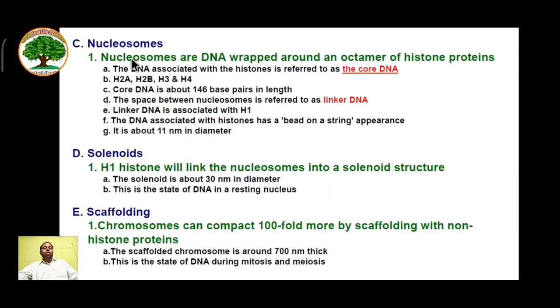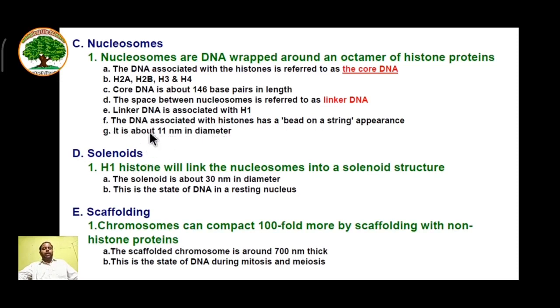This histone protein core octamer forms the nucleosome. The DNA is wrapped around this octamer of histone proteins. The DNA associated with it is referred to as core DNA. H2A, H2B, H3 and H4, these are the 4 histone proteins that are present in dimeric form, and they form the octamer. Core DNA is about 146 base pairs in length. The space between nucleosomes is referred to as linker DNA. Linker DNA is associated with H1, which helps in tightening the DNA wrapped around the octamer. The DNA associated with histones has a beads-on-a-string appearance, and it is about 11 nanometers in diameter.